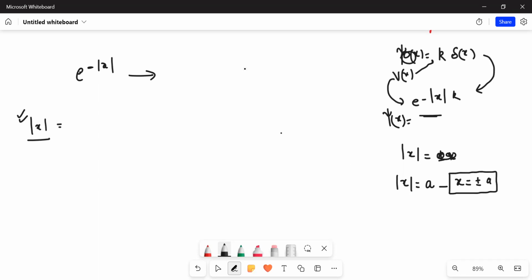But otherwise, always remember what modulus of x is in general. Modulus of x is equal to x if x is greater than or equal to 0, and equal to minus x if x is less than 0. What is the purpose of modulus of x? The purpose of modulus of x is to give you an idea of absolute value.